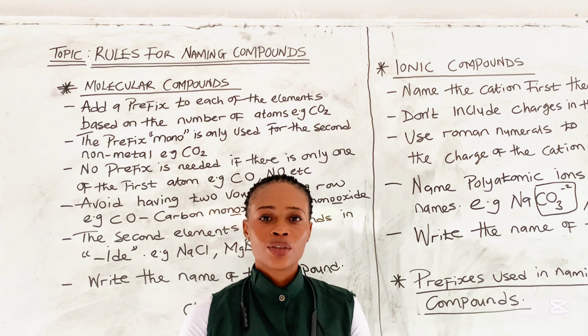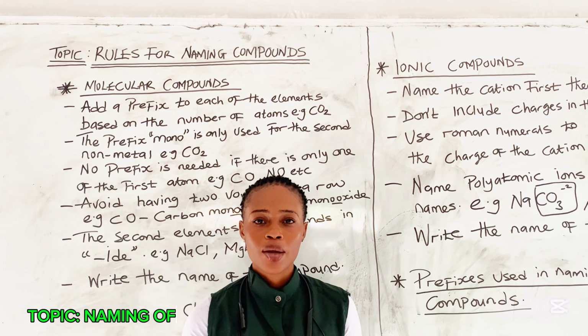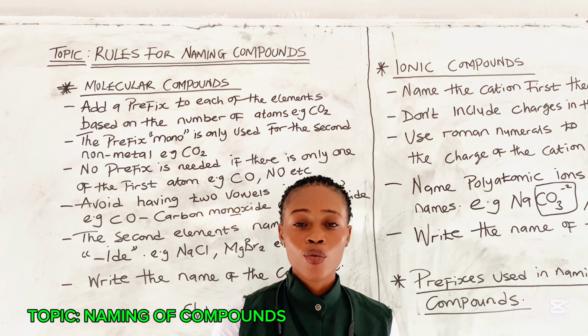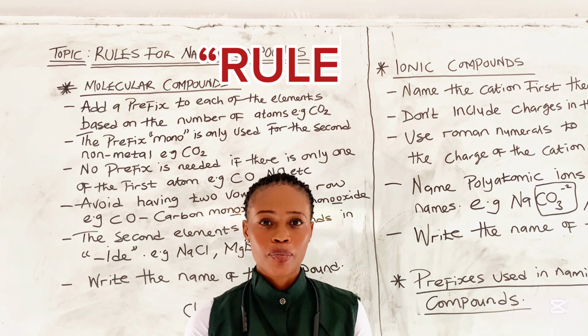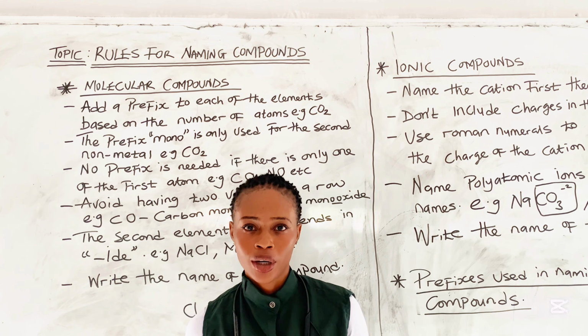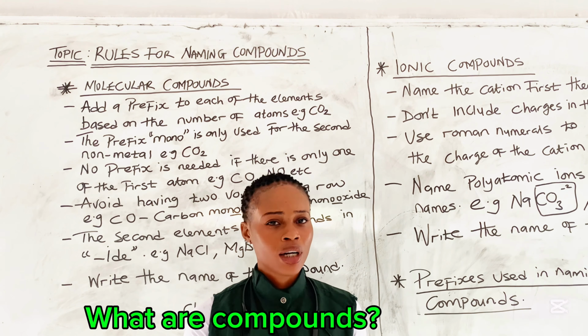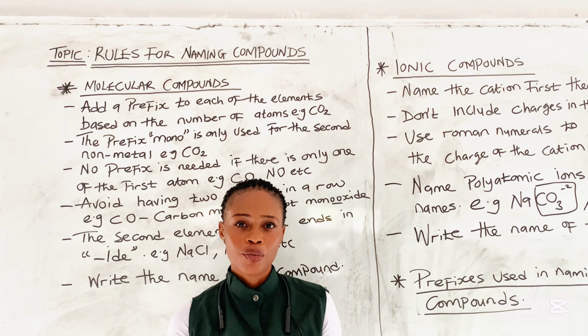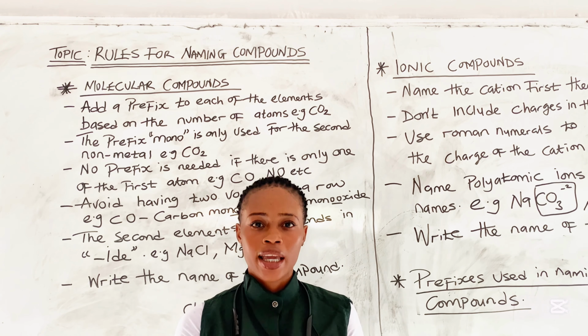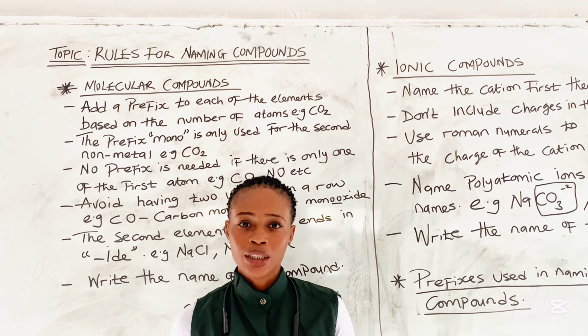Welcome back. In today's class, we're going to be learning naming of chemical compounds. But when learning how to name chemical compounds, you first have to learn the rules applicable to chemical compounds. First things first, what are compounds? We have previously learned that compounds are the combination of two or more elements chemically joined together. So that's what a compound is.